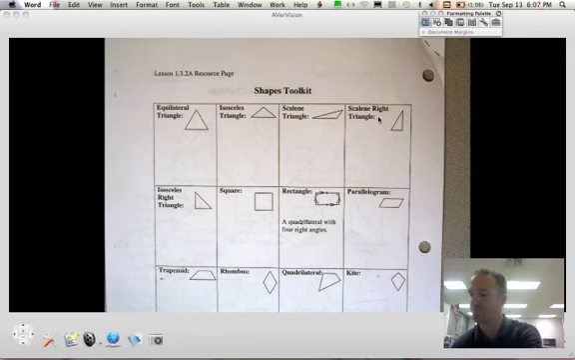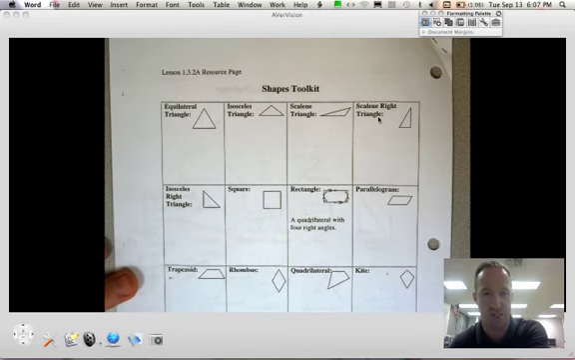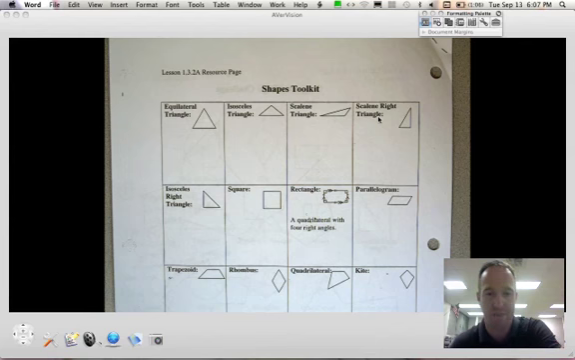1.3.2. You will need your resource page, your resource packet out. So if you don't have that, go ahead and pause the video and get that out so that we can do a little work on there.